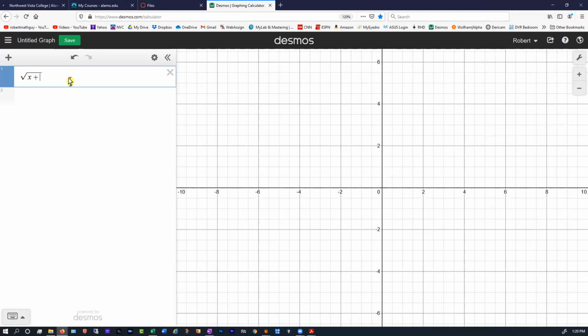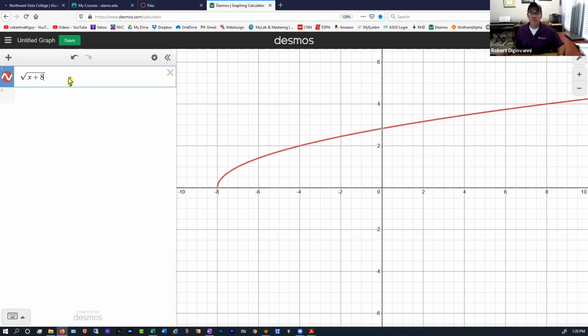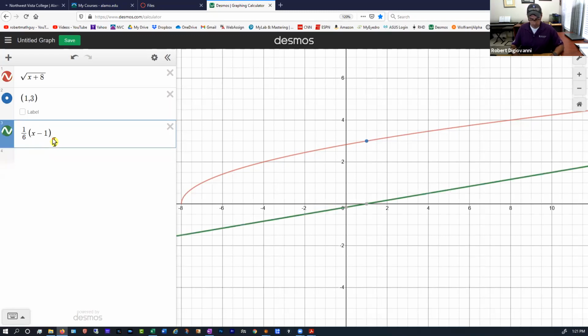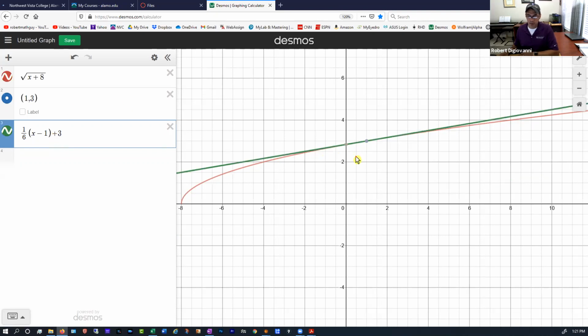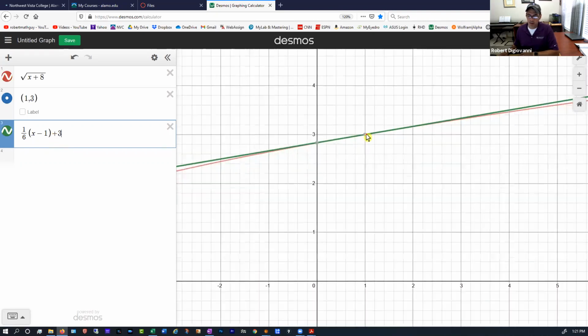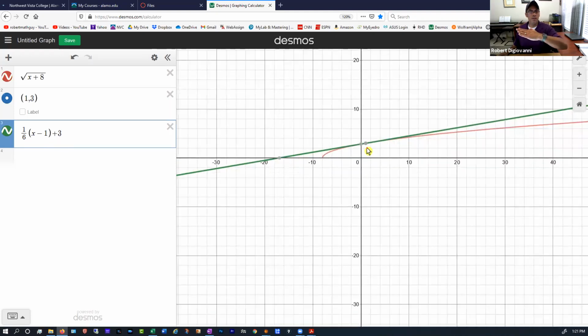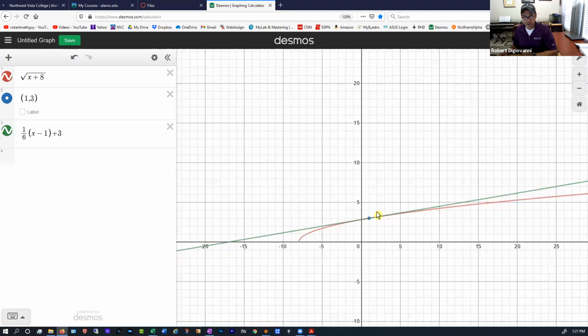So I'm going to do this right now. Here's square root of x plus 8. That was the original function, wasn't it? Yes. And we went to the point 1, 3, which was that point right there. And we tried to find the equation of the tangent line, which we found to be 1/6 x minus 1 plus 3. Do y'all see we got it? Do y'all agree that that line looks like it passes through that point and is tangent to that curve? So it just touches right through that point. Make sense?